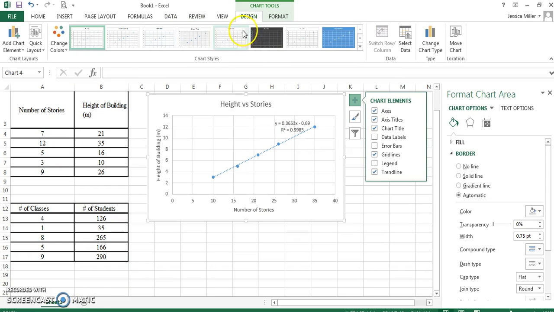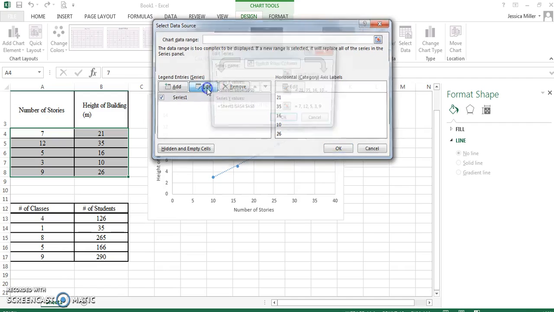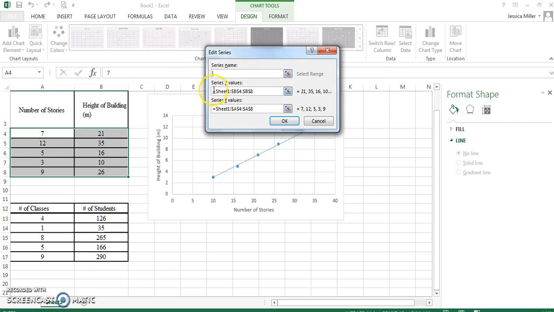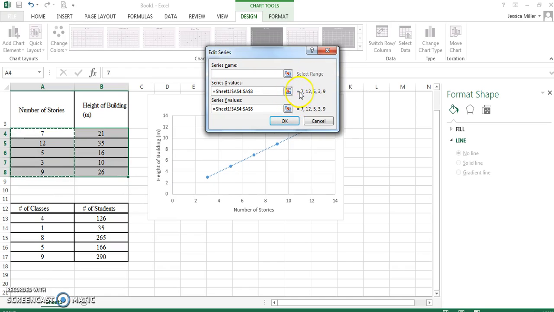Okay, so actually if you just come up here to design under chart tools and go to select data, it's not switch column and row, it is actually edit, and then you can go in and edit your x values and your y values just to make sure that you have what you need. So this says 21, 35, 16 is currently my x values, and that's incorrect because the number of stories needs to be my x values. So I'm going to go right here and highlight that. And now it's fixed that.